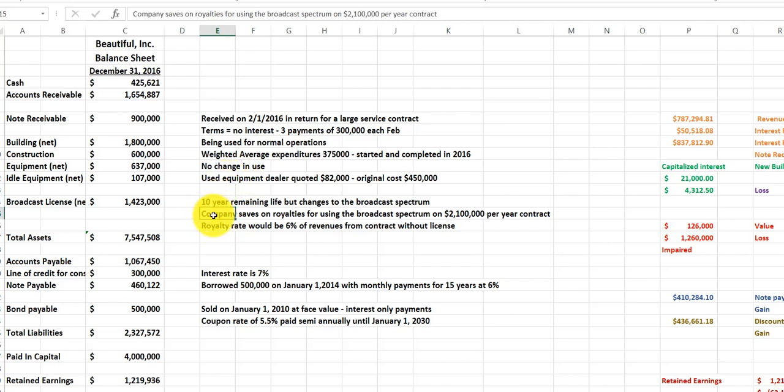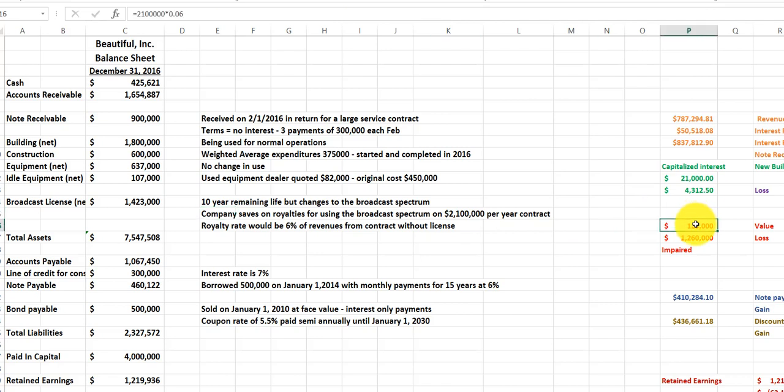The way that we look at the value of this is that it saves us on having to pay royalties, and the royalties would be paid on $2.1 million per year. The royalties are 6% that we would have to pay if we did not have this license. So the value, the future cash flows, is 6% times 2.1 million.